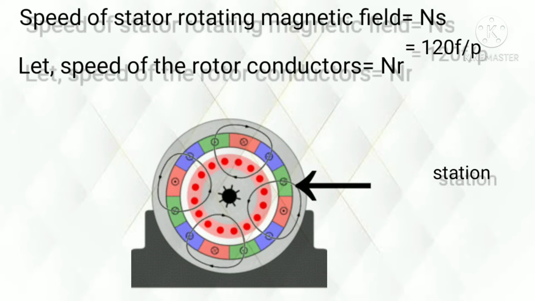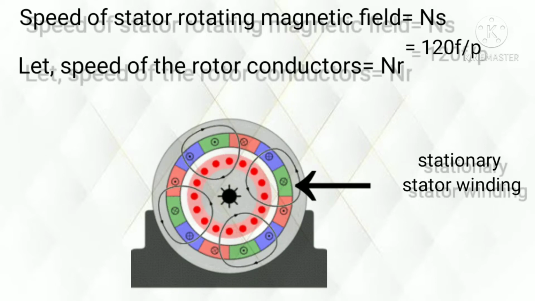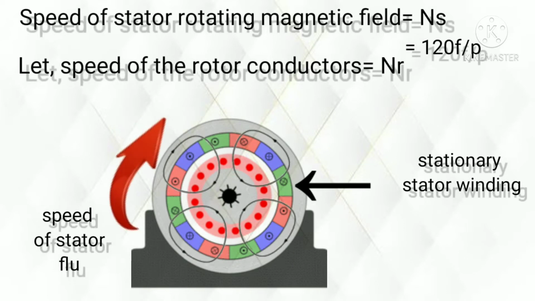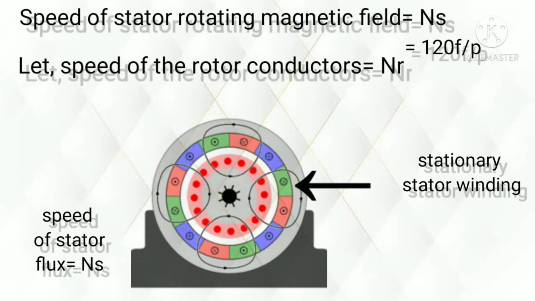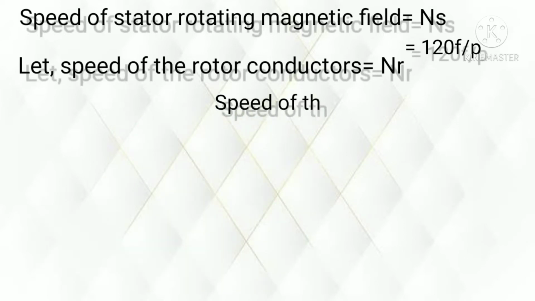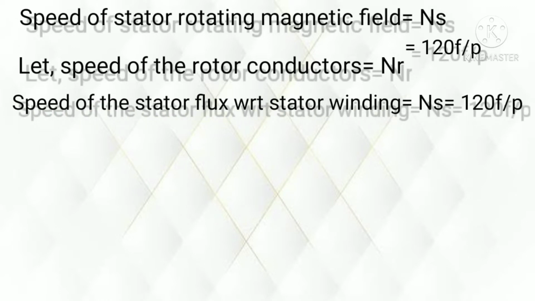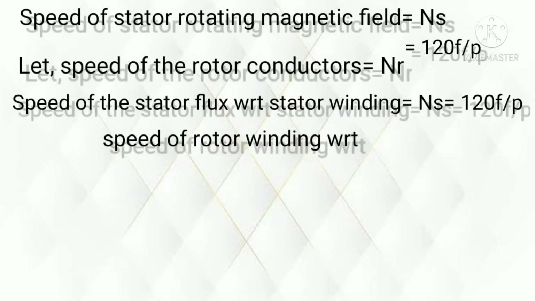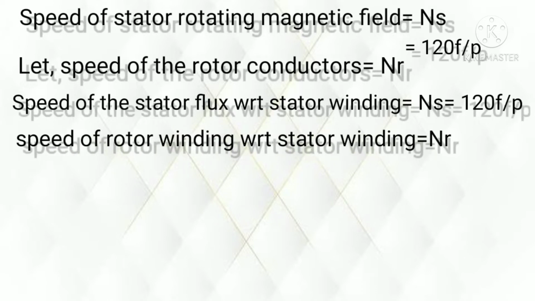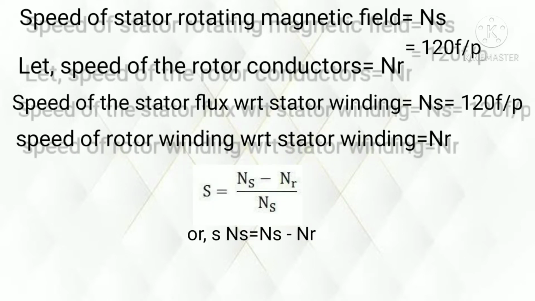As the stator windings are stationary and the stator flux is rotating at synchronous speed, the speed of the stator flux with respect to the stator winding is equal to Ns, synchronous speed, that is equal to 120 F by P. Now the speed of the rotor winding with respect to the stator winding is equal to Nr, as we have already assumed, and Nr is equal to (1 minus s) into Ns.